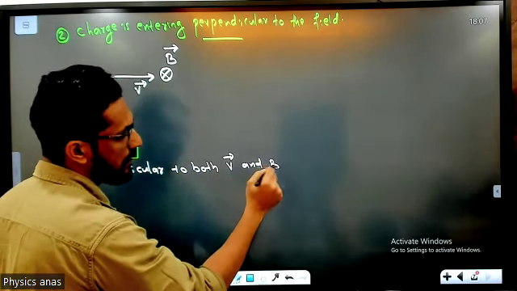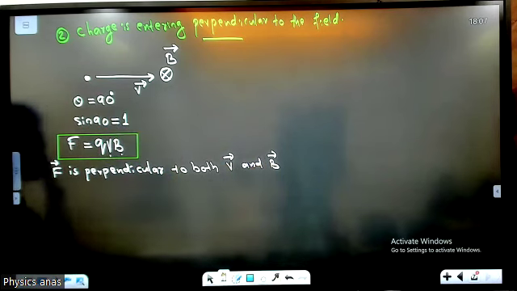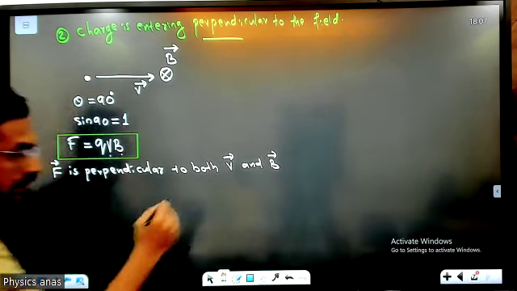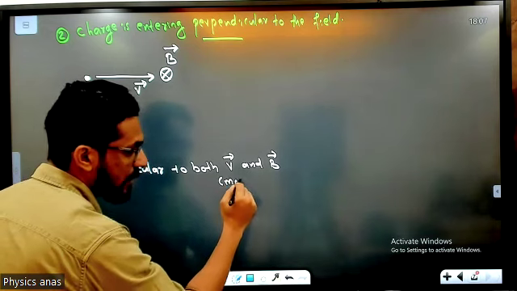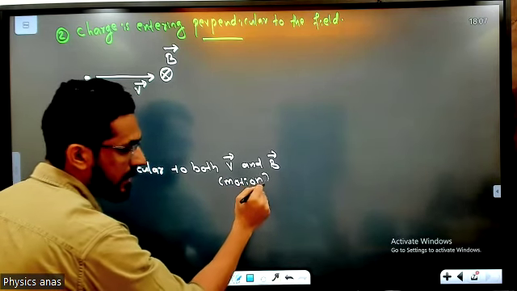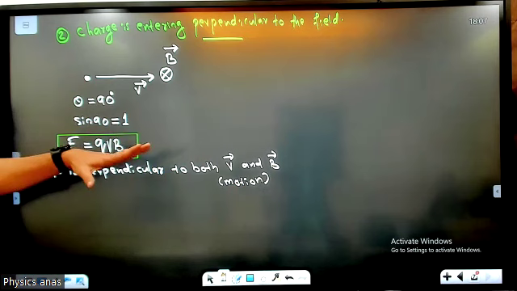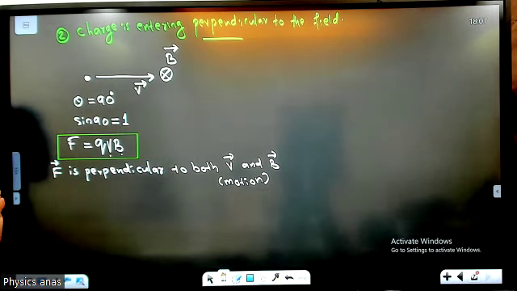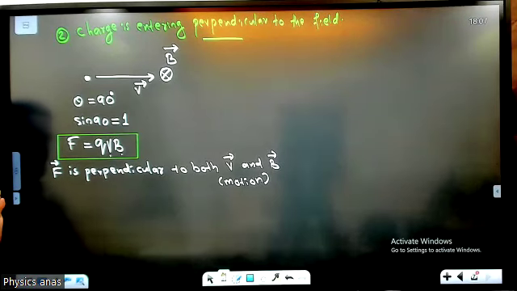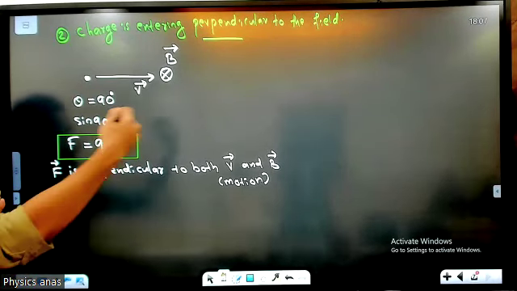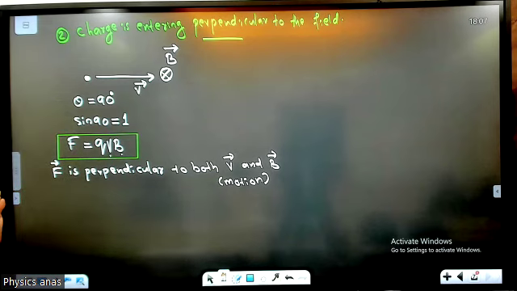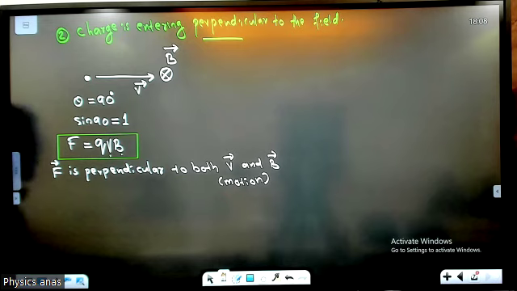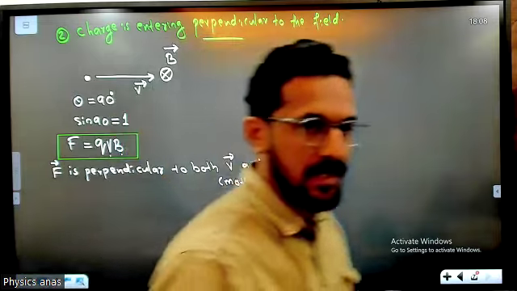V is velocity. V is the direction of motion. This will be the direction of motion towards the right. What happens when force is perpendicular to the direction of motion, or when force is perpendicular to the velocity? We have studied that case in 11th grade.